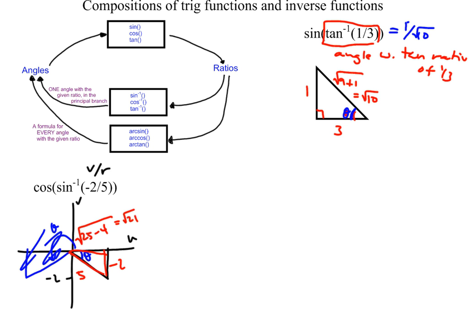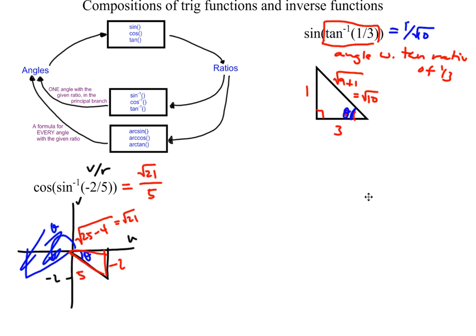I know U, I know V, I know R for all the points on that terminal side. So if I want to evaluate the cosine of that, it's U over R, which in this case is going to be positive square root of 21 divided by positive 5. So the negative that I have inside the inverse sine does not necessarily carry to the outside if I have different types of trig functions that are not positive in the same quadrants.